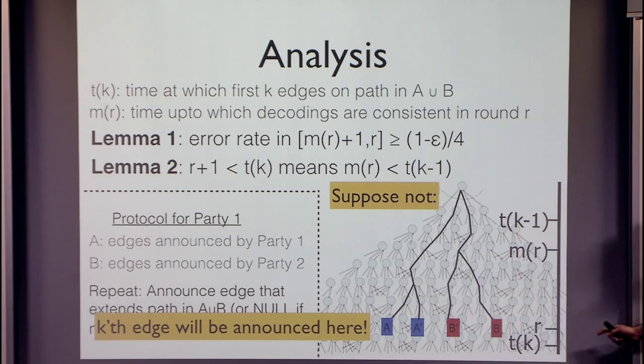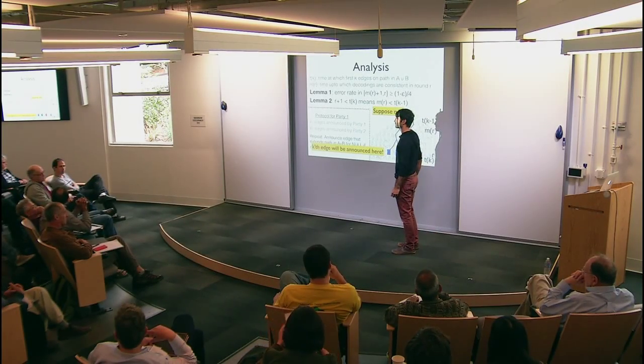So it says that if r is much before t_k, then m_r must be before t_{k-1}. In each round, both people speak. Yeah. So question, t_k is when the kth edge is announced, right? But the other person may not hear that edge.